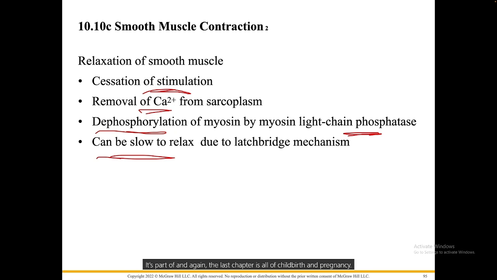It's part of, and again, the last chapter is all about childbirth and pregnancy, and we'll talk much more about this, but that's part of why childbirth is a long process, and even after the baby is born, there's probably more contractions going on. Smooth muscle takes a while to get going and takes a while to finish.